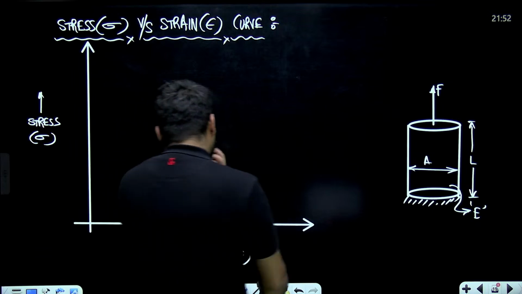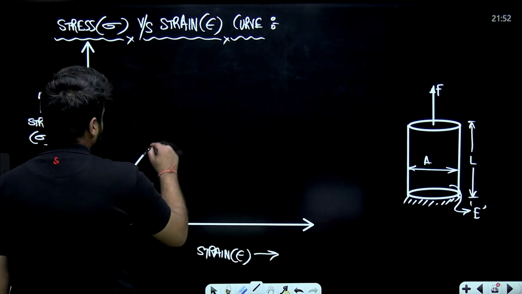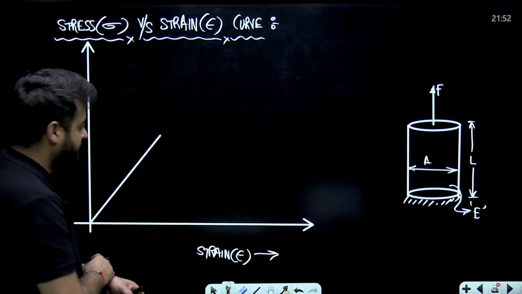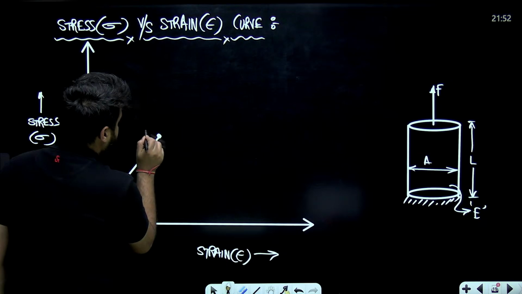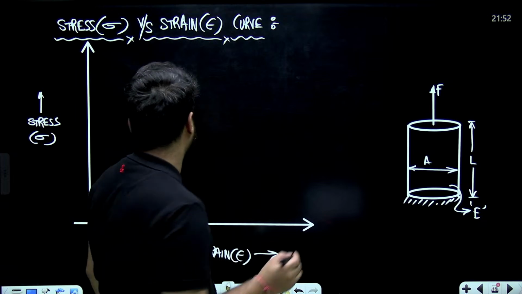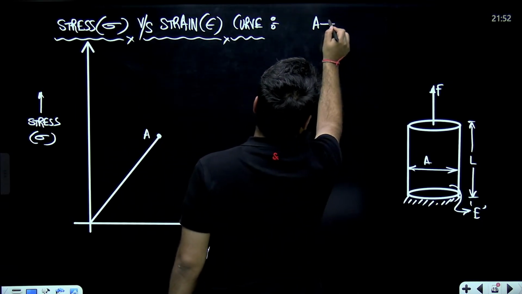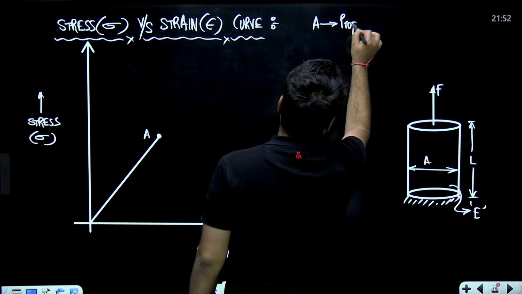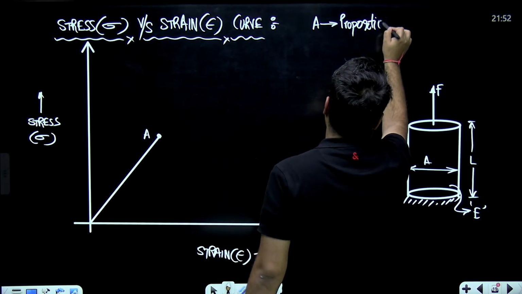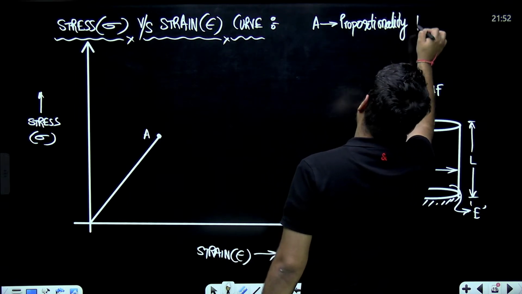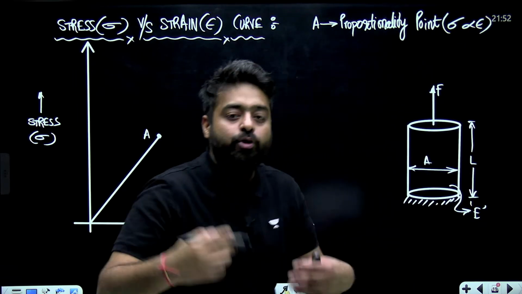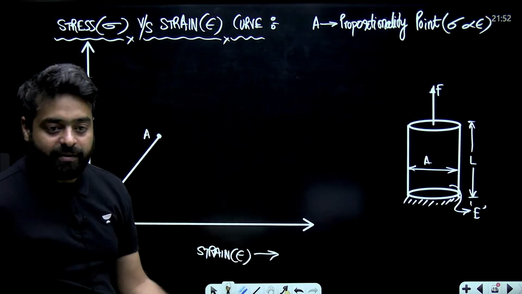What they find out is that for a certain amount of stretching, the stress is directly proportional to strain. Okay, till point A. Till point A, the stress is directly proportional to strain, and then they said A is the proportionality point. Why? Because stress is directly proportional to strain, and that is Hooke's law. That you know. This is how Hooke's law is derived.